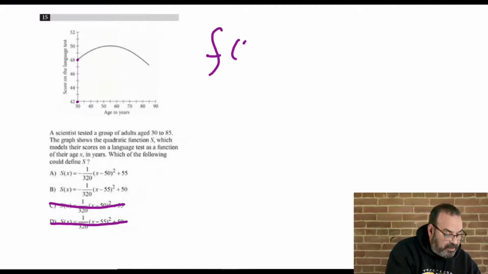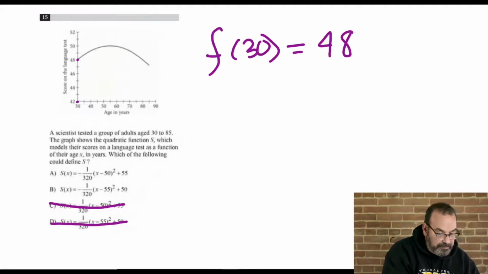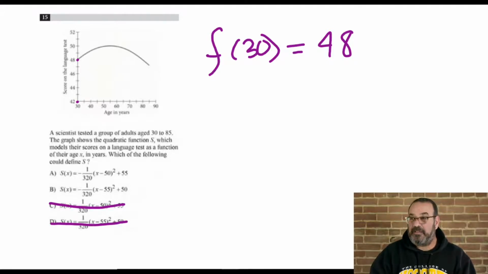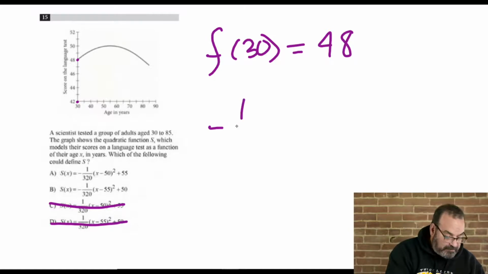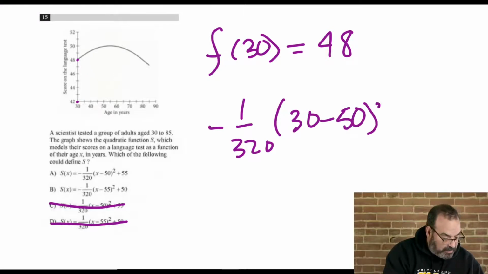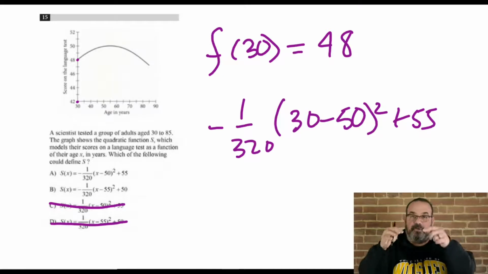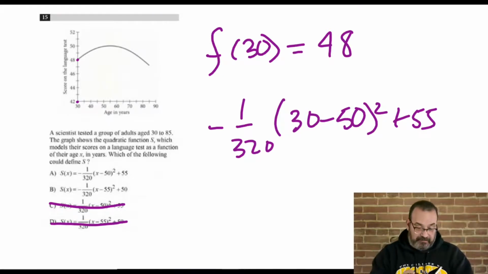So the function of 30 equals 48. So if you put in 30, take a guess, Damien. A or B? Take a guess. If it's a 50-50 guess, A. 1 over 320 times 30 minus 50 squared plus 55. That's what you do. I put the x in and get the y out. I am definitely going with the calculator here. 420 squared over 320, minus 55 is not going to give me 48. I'm going to say it's wrong.